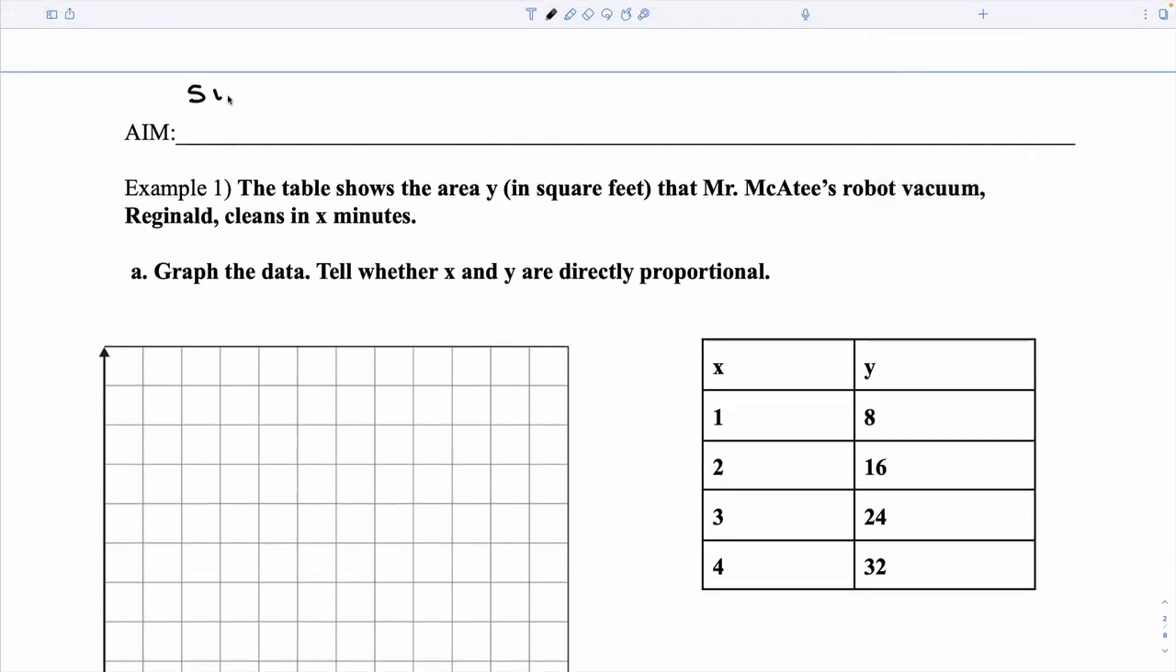Today's aim is students will be able to use y equals kx to solve real-world problems.